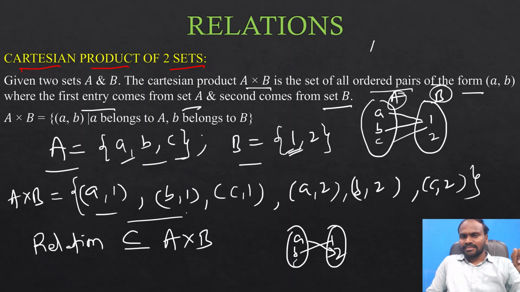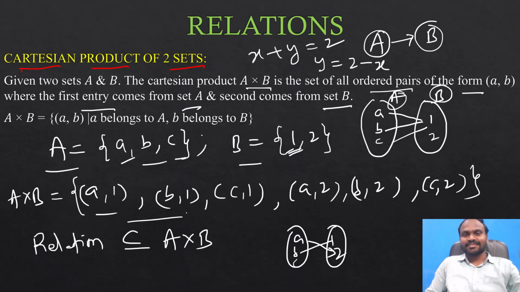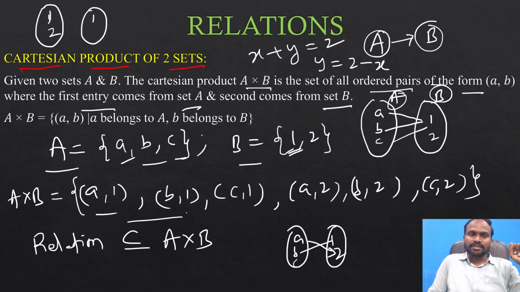For example, here a is mapping to b, so there will be some relation. A is like the input and B is like the output. For example, if I say x plus y is equal to 2, then y is equal to 2 minus x. Now the relation between x and y is this. For example, if 1, 2 is the input here, what will the relation be? If you substitute 1 here, the output is 1, and if you substitute 2 here, it will be 0. So 1 to 1 and 2 to 0 is one relation. That is how we discuss relations.